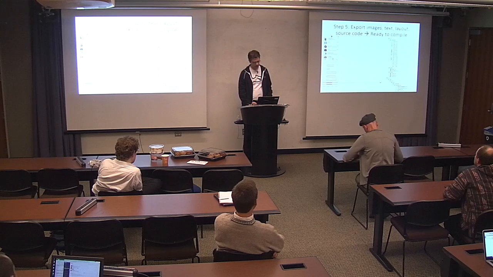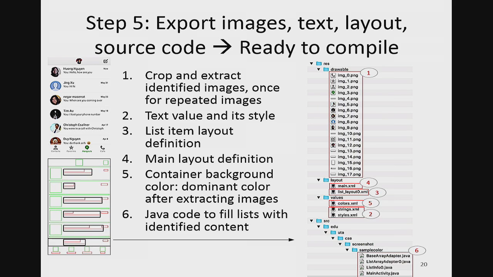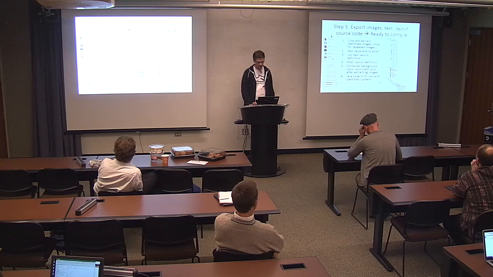Okay, so once we have identified all these things, we can export them. For example, crop and extract identified images, and export all the text values you found. One advantage is that the generated application contains all the text values and therefore looks similar to what the designer provided, and is maybe easier to understand for the designer and other stakeholders, as opposed to just saying "text". So we want the original text values to show up in the generated application. Then we also capture the background color of containers to make it look similar. And finally, generate the Java code to fill the list with the content we found.